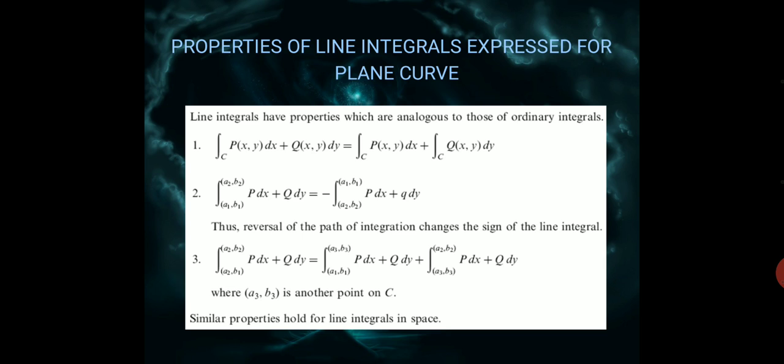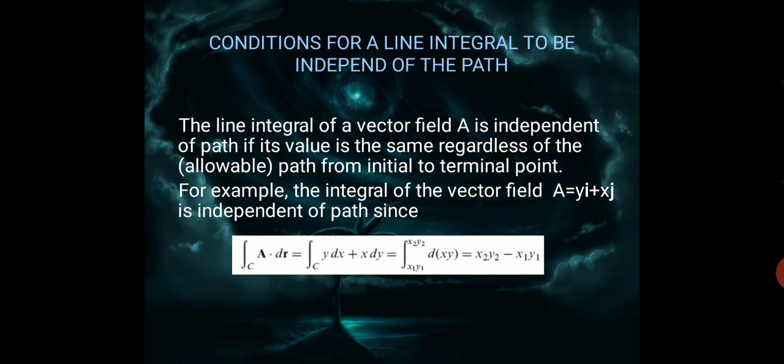The integral of P dx plus Q dy from a1, b1 to a2, b2 is equal to the integral from a1, b1 to a3, b3 of P dx plus Q dy, plus the integral from a3, b3 to a2, b2 of P dx plus Q dy, where a3, b3 is another point on C. Similarly, these properties hold for line integrals in space.